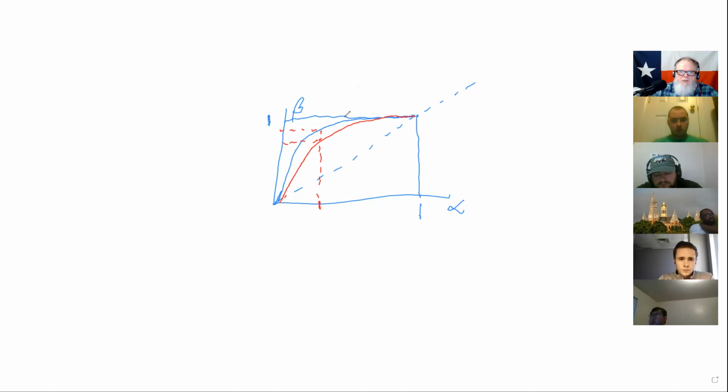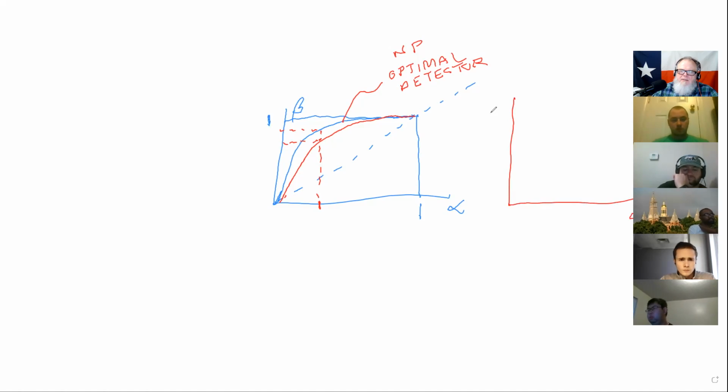Now, if you ever take a course in statistics, you'll find out that in certain hypothesis testing, there is an optimal curve. That is, there's a curve which you can't get above. This is called the Neyman-Pearson optimal detector. It is a detector which for a given alpha maximizes beta, and you can't do any better. Unfortunately, these curves are very rare. They're very specific. And in general, you're not going to know which detector is better than another one unless you test it.